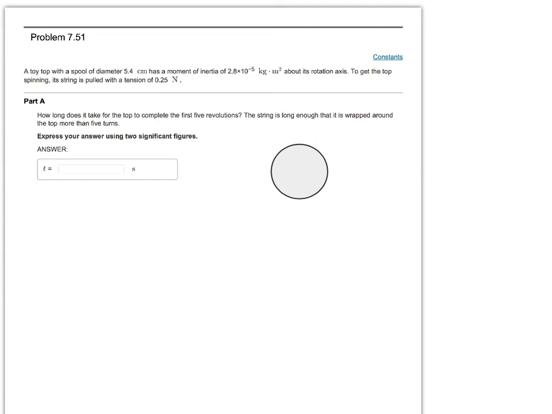Alright, so we have a problem here with a toy top with a diameter of 5.4 centimeters, so that means the radius here is 2.7 centimeters, and it has a moment of inertia of 2.8 times 10 to the negative 5th kilogram meters squared. And we're going to exert a force on the end of it, a force of 0.25 newtons, to make it begin to spin. We want to know how long it's going to take to complete the first 5 revolutions.